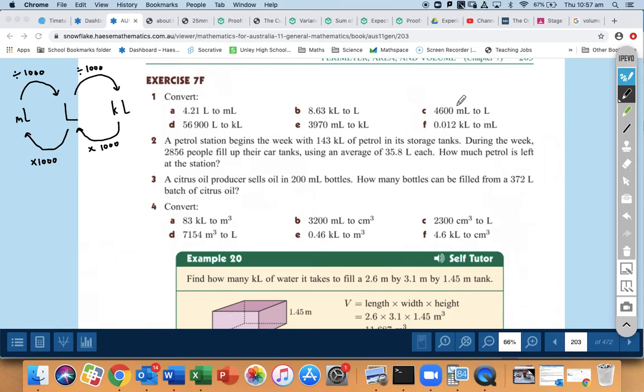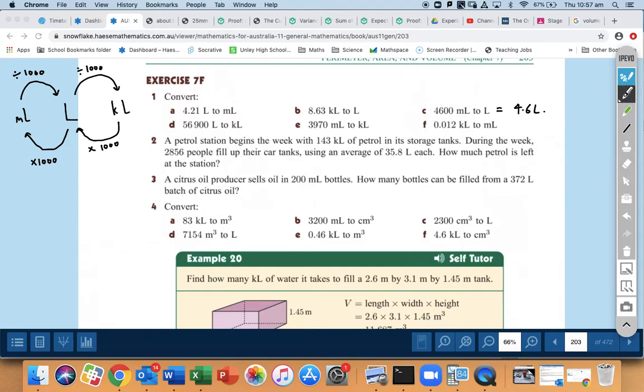In this question, we want to convert from milliliters to liters. So we would need to divide by 1,000. You take 4,600, you divide by 1,000, and you get 4.6 liters. Okay.